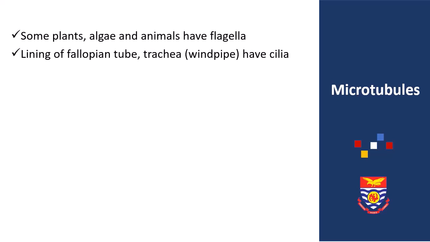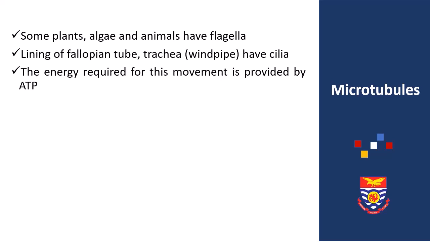We have established the fact that microtubules are responsible for the formation of cilia and flagella in cells. Some plants, algae, and animal cells have flagella, and the lining of the fallopian tubes and trachea also have cilia. The function of these flagella and cilia is for movement of cells, and the energy that is required for this movement is provided by ATP.